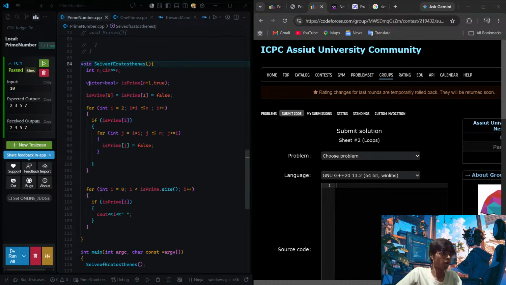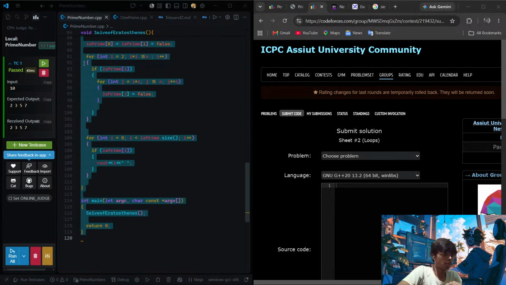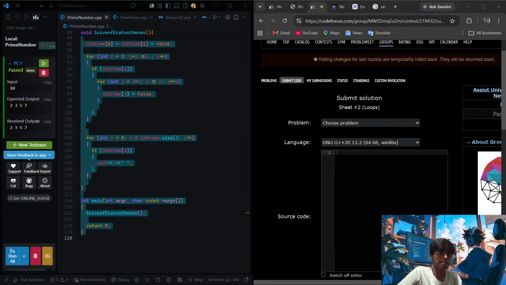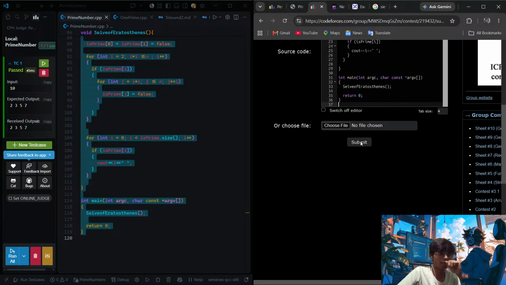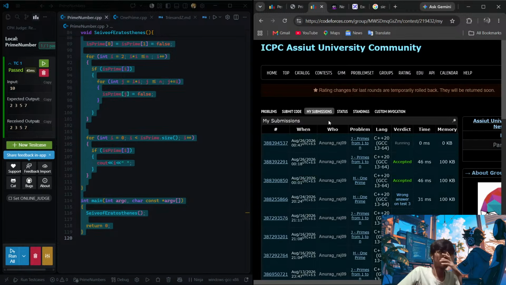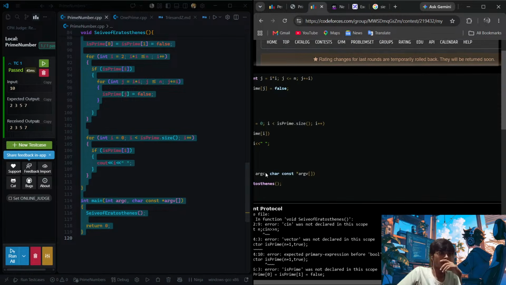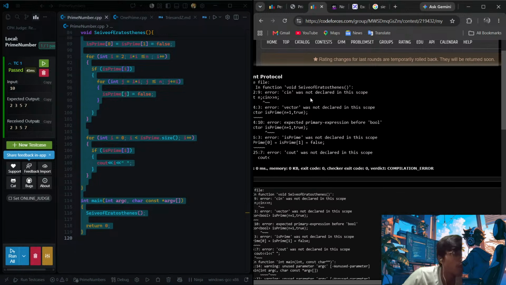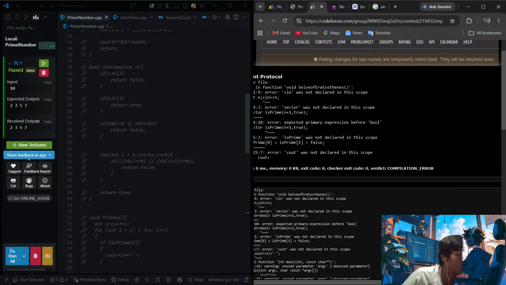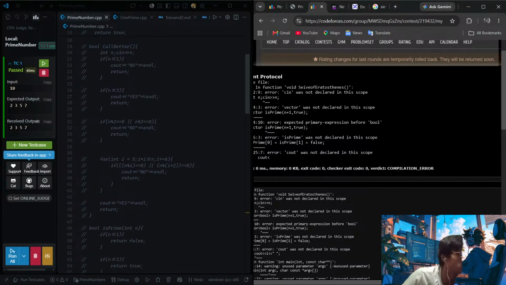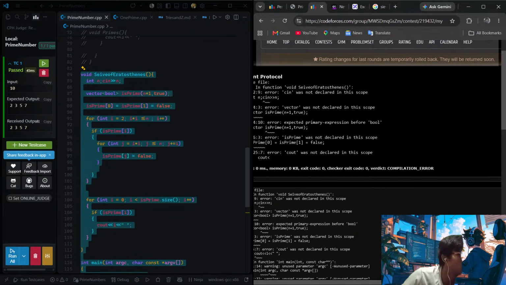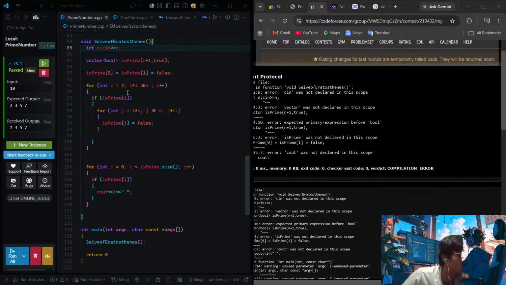Let's try to execute this. I think this will work. What, compilation error? What is the error? cin not declared. Why is cin not declared?